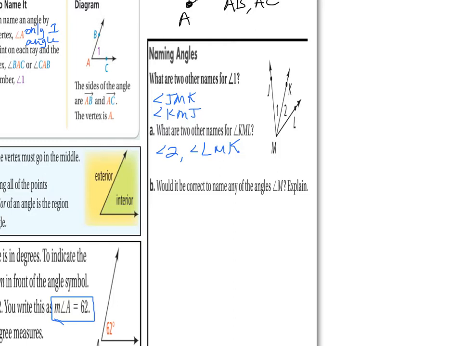Would it be correct to name any of the angles angle M? No, it would not, because there are multiple angles. There are more than one angle. If it was just one angle, absolutely, you could use angle M, but you cannot, because there are multiple angles there.